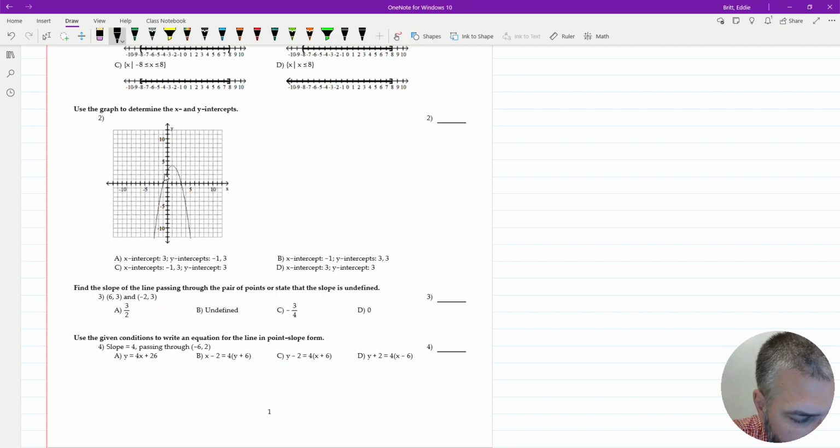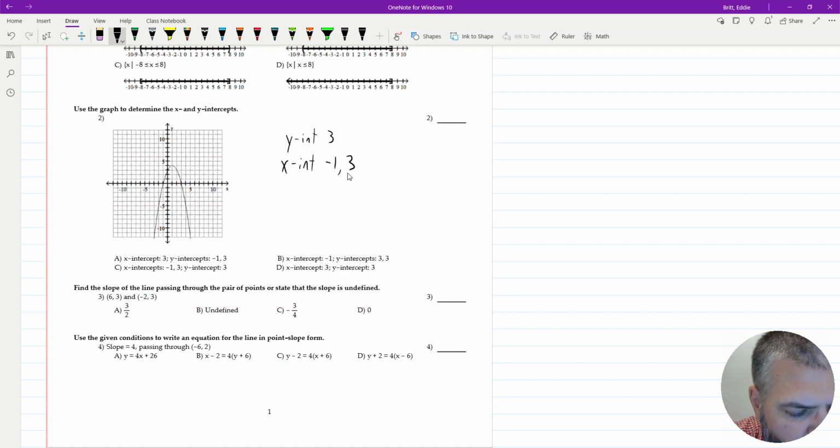Alright, number 2 says to use the graph to determine the x and y intercepts. So we just want to look at where do we cross the x-axis? That's our x-intercepts. And where do we cross the y-axis? That's our y-intercepts. So it looks like we're going to cross the y at 1, 2, 3. So the y-intercept is going to be 3. And then it looks like we're going to cross the x-axis at -1 and at 1, 2, 3, +3.